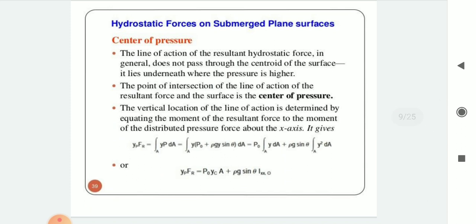Then, center of pressure. The line of action of the resultant hydrostatic force in general does not pass through the centroid of the surface. It lies underneath, where the pressure is higher. The point of intersection of the line of action of the resultant force and the surface is the center of pressure. The vertical location of the line of action is determined by equating the moment of the resultant force to the moment of the distributed pressure force about the x-axis.